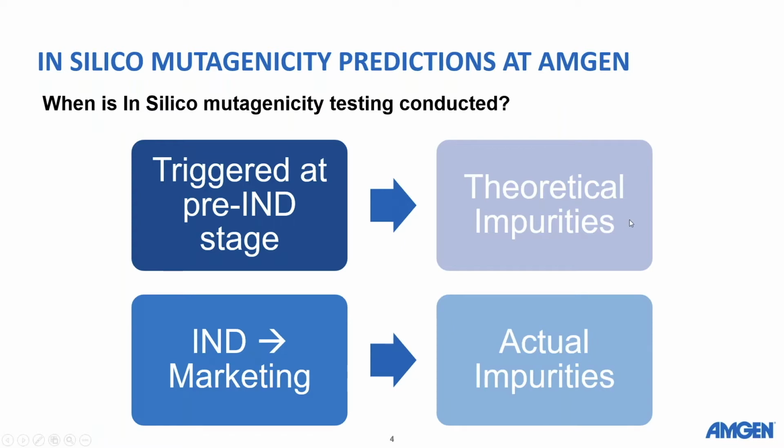Following the manufacturing of the lead compound, actual impurities are tested and generated, and this continues throughout development and even into marketing if there are major changes in the synthetic scheme. For instance, the use of new intermediates, a new CMO is employed, or there is a change in reagents. All of these could result in new impurities or the use of new intermediates.